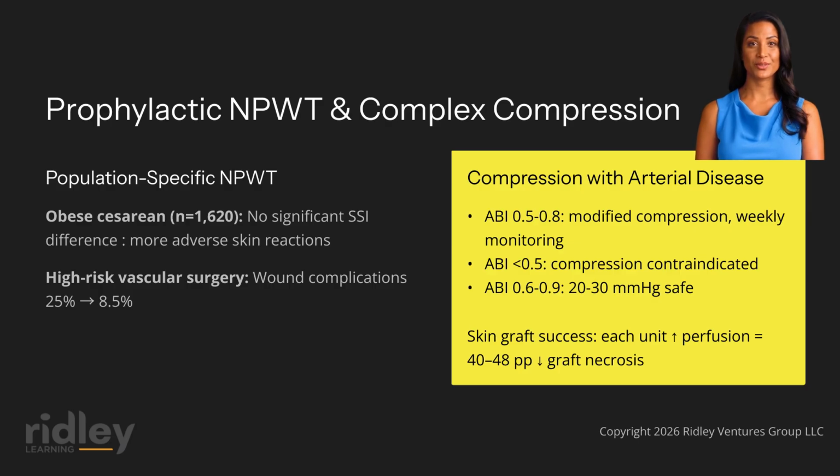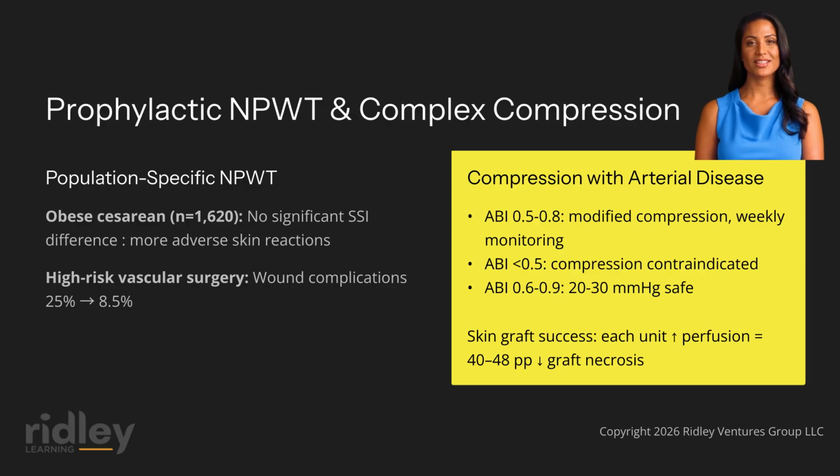Prophylactic negative pressure wound therapy shows mixed results in obese surgical patients. A multicenter randomized controlled trial of 1,620 obese women undergoing cesarean delivery found no significant difference in surgical site infection rates with prophylactic NPWT compared with standard wound dressing, 4.9% versus 5.6%, with significantly higher adverse skin reactions in the NPWT group. However, in vascular surgery, patients at high risk for wound complications, specifically those with body mass index exceeding 30, PANAS, reoperation, or prosthetic grafts, NPWT significantly reduced major wound complications from 25% to 8.5%.